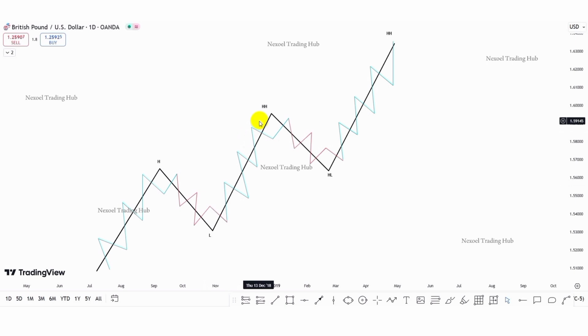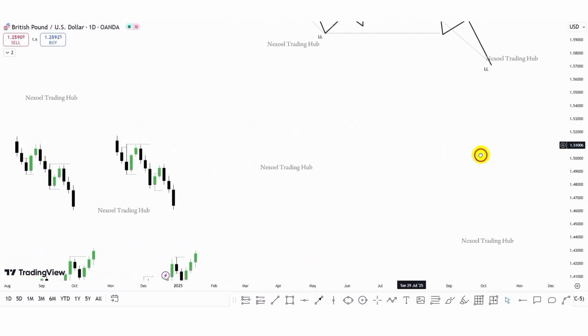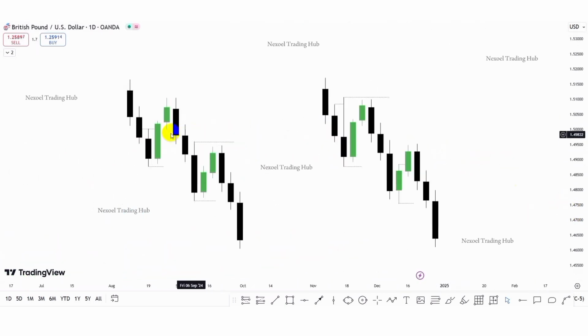In a lower time frame, you would see the possibility of structures in the minor trend. For you to identify that structure, you have to know pullbacks. So let's use this example.